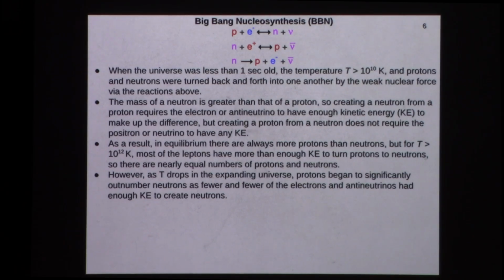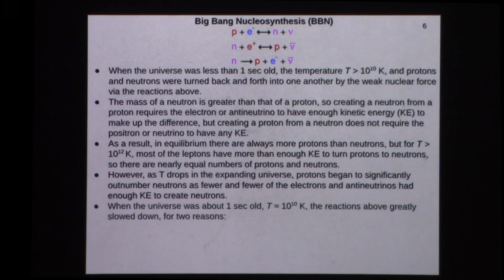So as temperature drops in the expanding universe, protons began to significantly outnumber neutrons, because those neutrons are getting harder and harder to make because there's less and less extra energy going around with the leptons to make up that difference in mass. And fewer of the electrons and antineutrinos, in other words, had enough kinetic energy to create neutrons. And so, when the universe was about 1 second old, at a temperature of about 10 billion Kelvin, the reactions above greatly slowed down for two reasons.